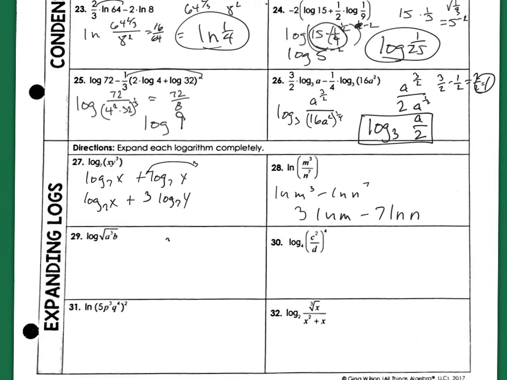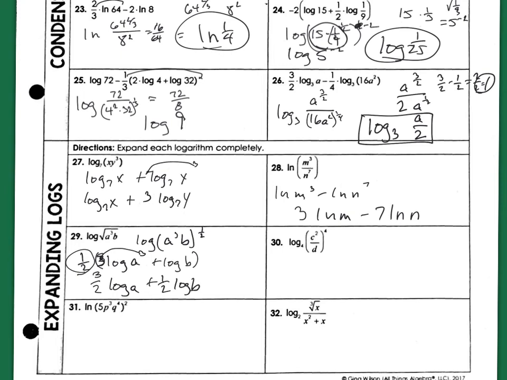This one, I'm going to rewrite this a little bit. This is a to the 3rd b to the 1/2. Remember, square root is the 1/2 power. So this is going to bring this 1/2 down, and we're going to have the log of a to the 3rd plus the log of b. So this comes here, and then we have to distribute. So I have a 1/2, and now I have a 3 out in front of this. So I have 3/2 log of a plus 1/2 log of b.